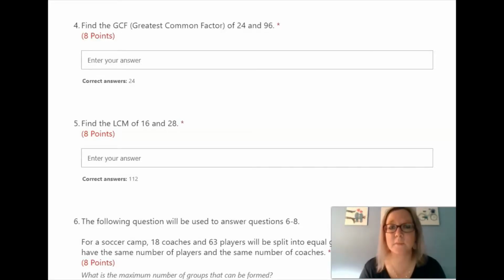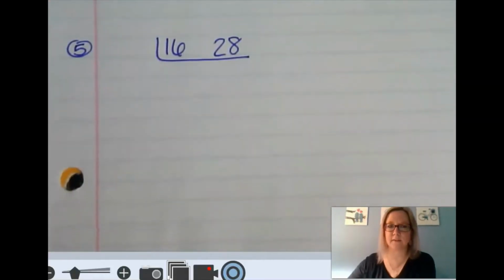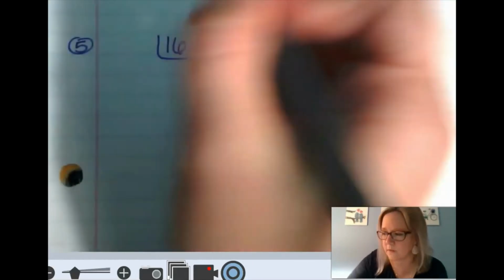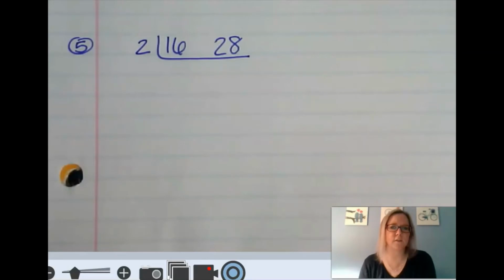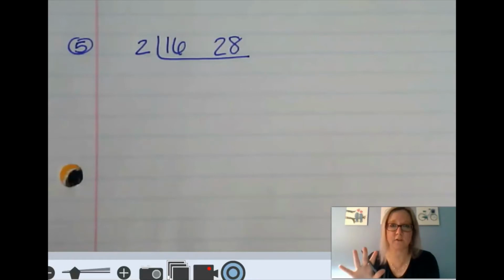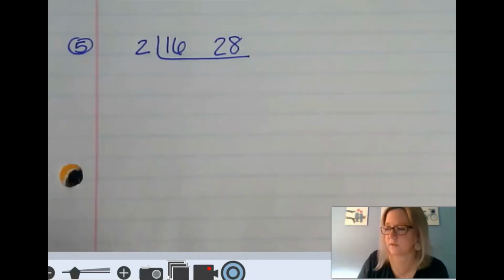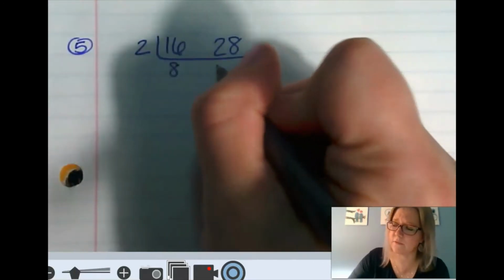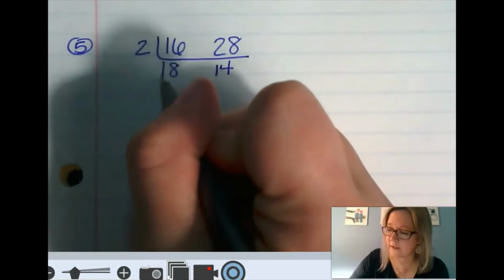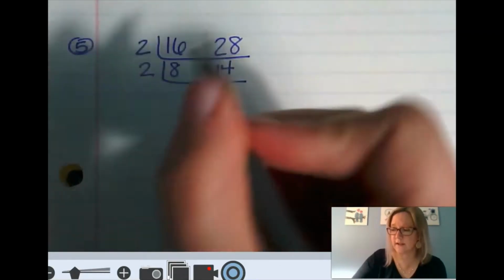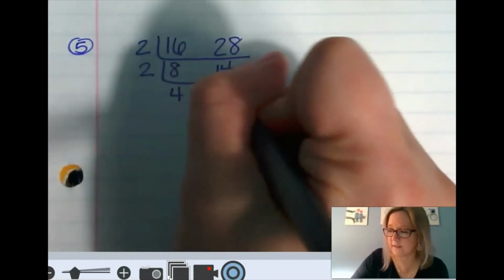Okay, then the next problem asks about the LCM of 16 and 28. So let's take a look. Again, I'm going to use the sled method. So I know that these are both even, so they're divisible by 2. I could use that. I do see that they're also divisible by 4, but I'm just going to start with 2. Doesn't matter, remember, either factor you start with will get you the same answer in the end. 2 goes into 16 8 times, and 2 goes into 28 14 times. Alright, 8 and 14 have another common factor of 2, so I'll divide that out. 2 goes into 8 4 times, and 2 goes into 14 7 times.